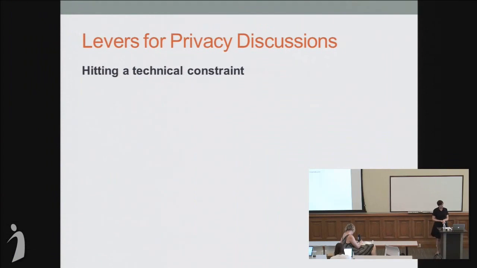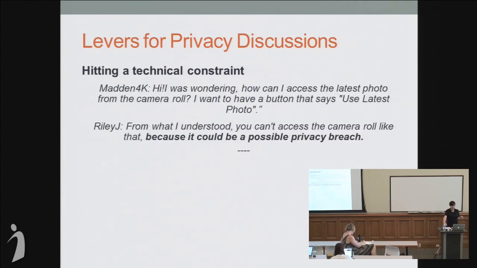Another lever for privacy discussions was hitting a technical constraint. Developers would write in for advice as to why they couldn't perform a particular function that they wanted to. So for example, Madden 4K writes in, hi, I was wondering how can I access the latest photo from the camera roll? I want to have a button that says, use latest photo. Riley J replies, from what I understood, you can't access the camera roll like that because it would be a possible privacy breach. So when Madden 4K hits a technical barrier, Riley J explains, right or not, that he believes it's because of Apple's built-in privacy protections.